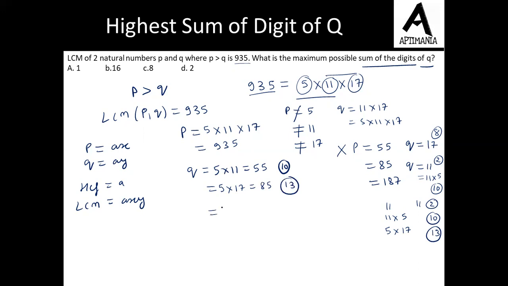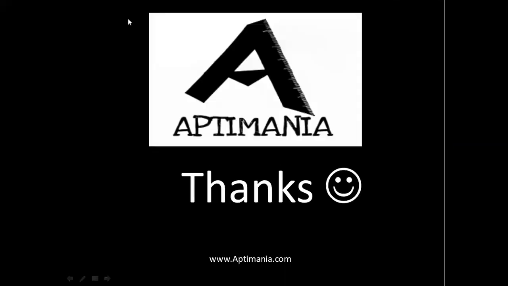And when we assume Q to be 11 into 17, that is 187. Again, Q is less than 935, right? So Q is less than P. So the sum of digit in this case will be 16, which is the highest possible value for sum of digit of Q. So the correct answer to this question is option B, that is 16. I hope this question is clear to you. Thank you.